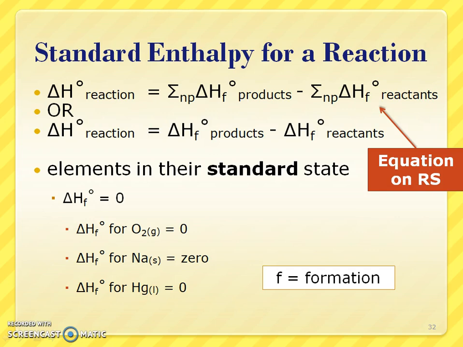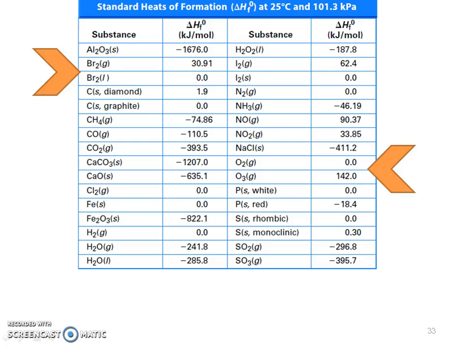So elements in their standard state, however, always have a delta H formation of 0. Why? Because that's how they exist in nature. So there's no forming of it. That's just automatically how they exist. For example, if we look at bromine here, bromine exists naturally as a liquid, but there has to be some kind of heat energy, either gained or lost, when we go from a liquid to a gas of bromine.